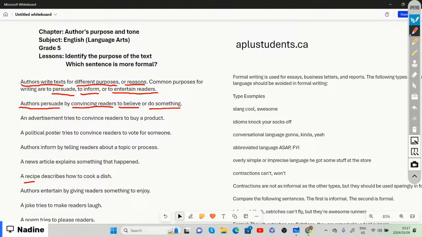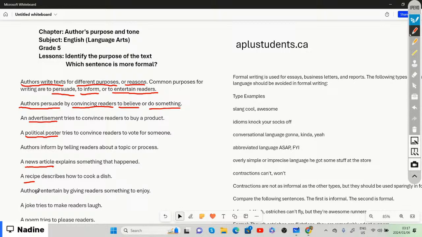So that is also what it means when they say that there are different purposes when it comes to authors. We spoke about advertisements and political posters. Authors inform readers by telling them about certain topics or processes: the purpose of a newspaper article and the purpose of a recipe.